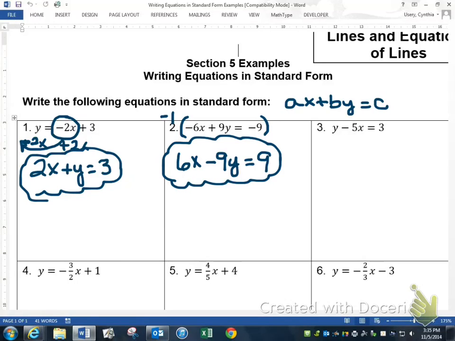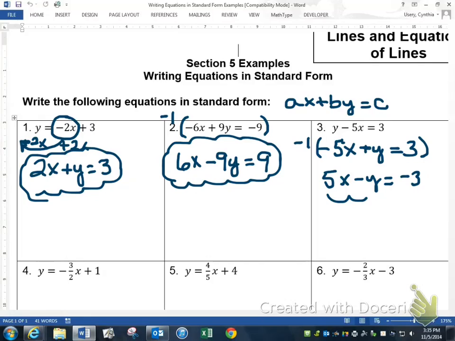Number 3 is almost in standard form. All the variables are on the left and the constants are on the right, except for the x needs to come first. So if we reorder this, it would be negative 5x plus y equals 3. That's supposed to be a plus. There we go. I've got to get rid of that negative in front of the x, so I am going to multiply the entire thing by negative 1, making it 5x minus y equals negative 3, and now it's in standard form. And I'm done.